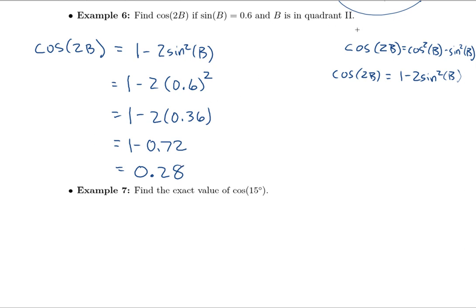Now, just make sure we're careful here. It says b is in quadrant 2, but we're finding the cosine of 2b. So you might be thinking, well, cosine should be negative there. Well, yeah, cosine of b is negative in quadrant 2. Cosine of 2b is not necessarily in quadrant 2. And just to illustrate this in a quick picture of the unit circle, if b is in quadrant 2, maybe it's right here. If you double b, it's conceivable that ends up over in quadrant 4 where cosine is positive. So that's why we're getting a positive answer there.